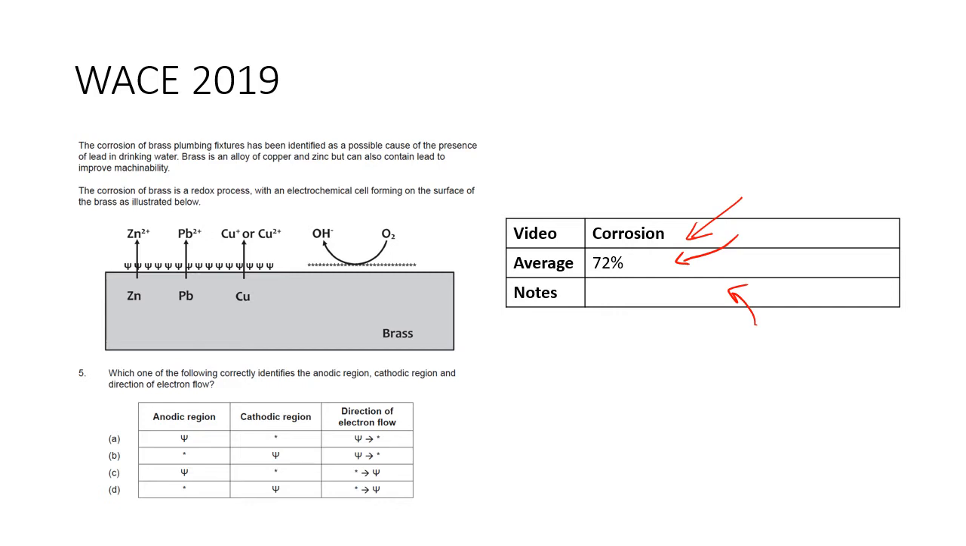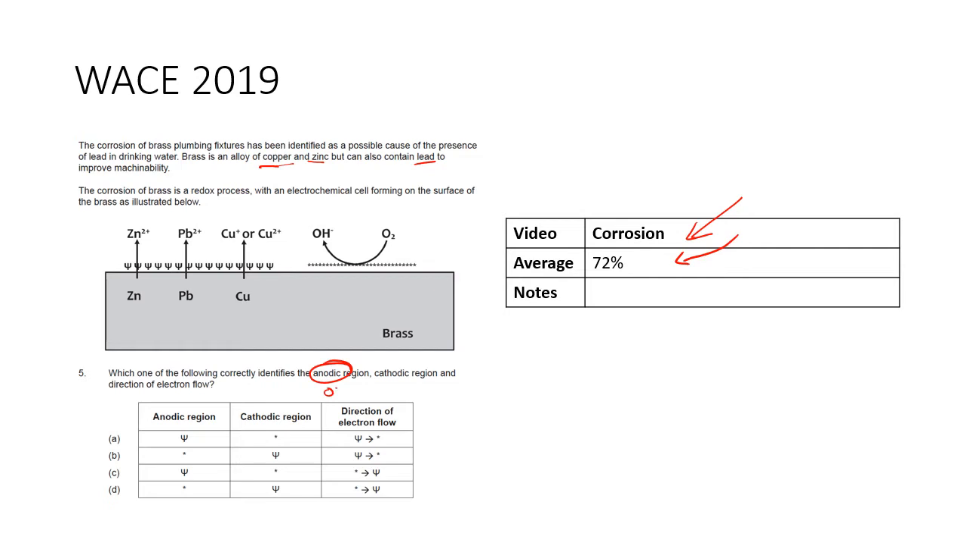The corrosion of brass plumbing fixtures has been identified as a possible cause of presence of lead in drinking water. Brass is an alloy of copper and zinc, but it contains lead as well for improved machinability, which just means it's easier to make into whatever shape you want. The corrosion of brass is a redox process, so with an electrochemical cell forming on the surface of the brass as illustrated below. So this is exactly the same as the corrosion stuff that we've done in the video, but instead of it being with iron, it's with these other metals, and that's totally possible because corrosion can be with any metal. So which of the following identifies the anodic region and the cathodic region in the direction of electron flow? Okay, so let's have a think.